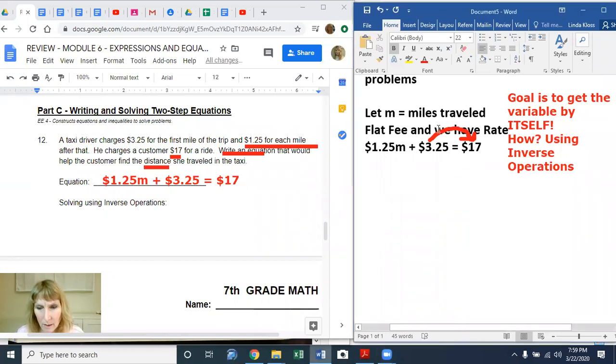So to do that, I'm going to see if I have plus 3.25, the opposite of plus 3.25 or adding 3.25 is to subtract 3.25. So I'm going to minus $3.25. Whatever we do to one side of the equation, we always have to do to the other. So I'm also going to minus $3.25 on the other side. Now, if you notice something, I have a little bit of an error. See if you can tell what it is.